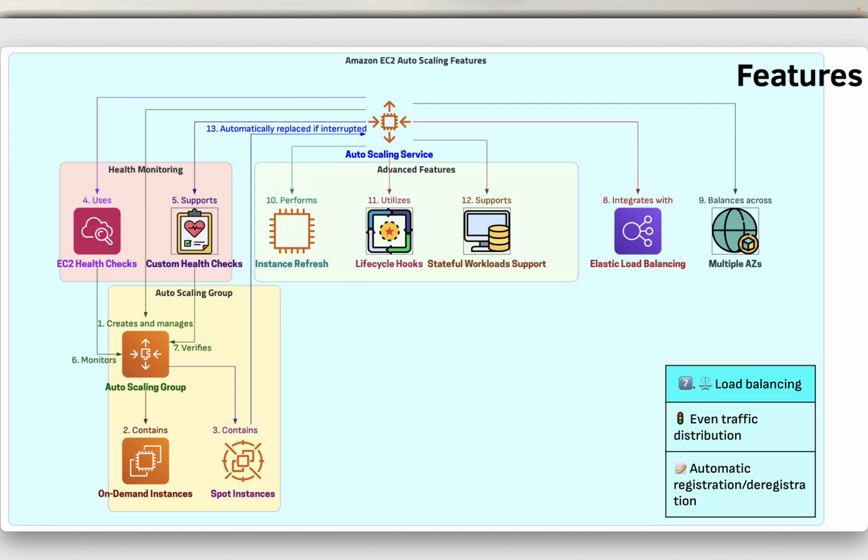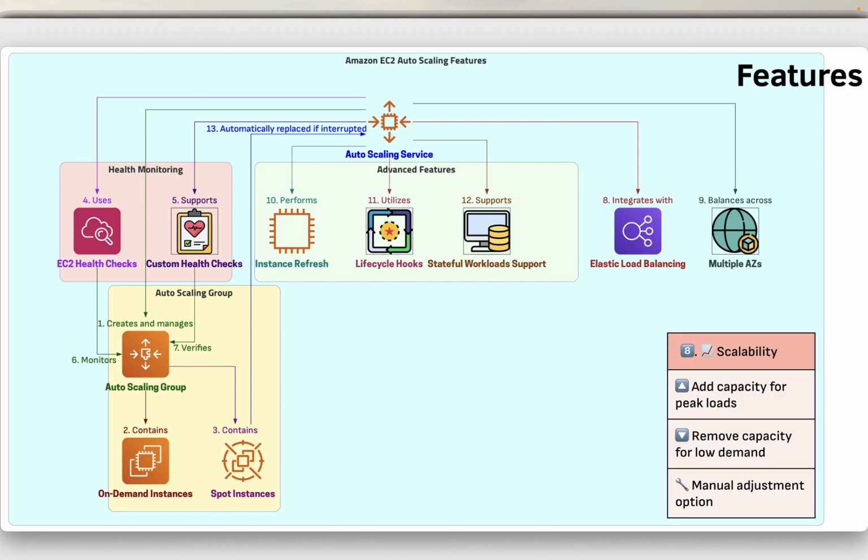Load balancing. You can use elastic load balancing and health checks to ensure an even distribution of application traffic to your healthy instances. Whenever instances are launched or terminated, Amazon EC2 auto scaling automatically registers and deregisters the instances from the load balancer.